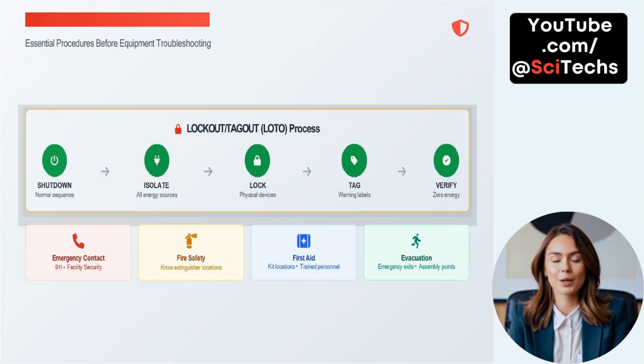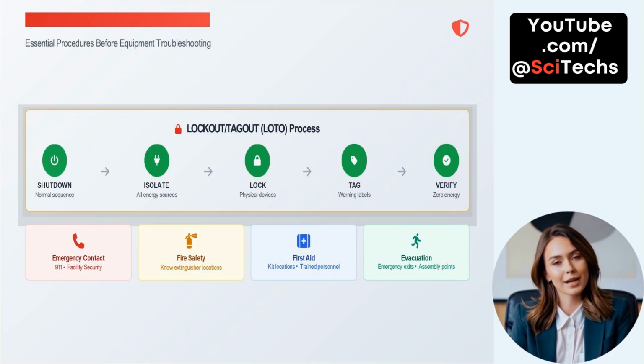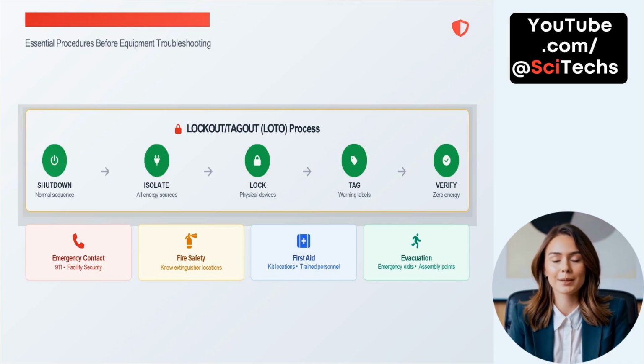Next, isolate all energy sources, including electrical, hydraulic, pneumatic, and thermal, to eliminate potential hazards. Then, physically lock those energy sources using lockout devices. Tag the lockout points with clear warning labels that display the technician's name and contact information. Finally, verify that all energy has been removed by testing for zero energy state before beginning work.